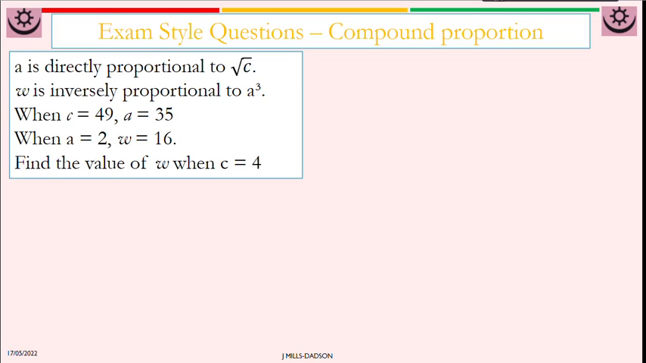Next example, typical exam style. This is what we call compound proportion. That's where you have more than two variables and they are interdependent. Let's look at this question.